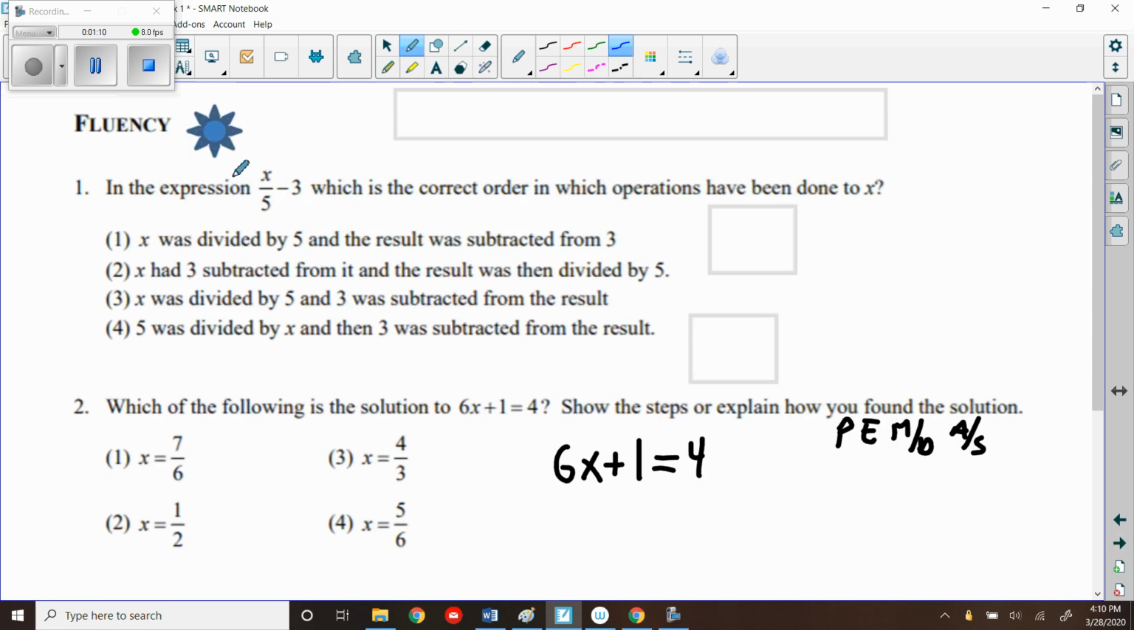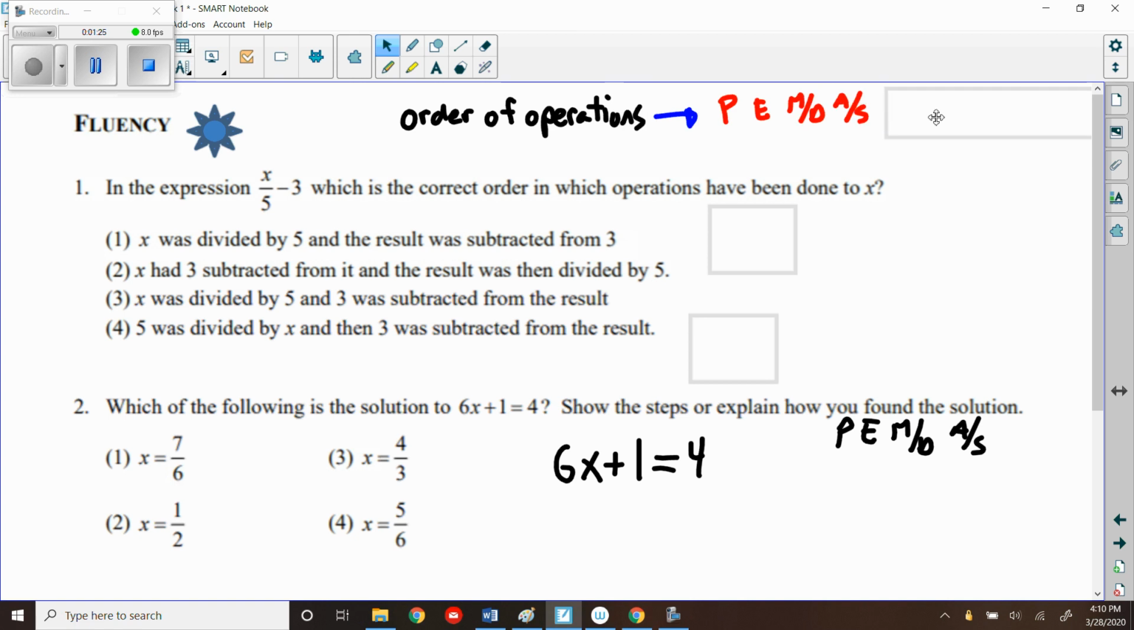Okay, so for fluency, the first question says, in the expression x divided by 5 minus 3, which is the correct order in which operations have been done to x? So this question is talking about order of operations, and sometimes we think of that as PEMDAS, or parentheses, exponents, multiply and divide, add and subtract. And as we are simplifying, we are always remembering that this goes from the left side to the right side.